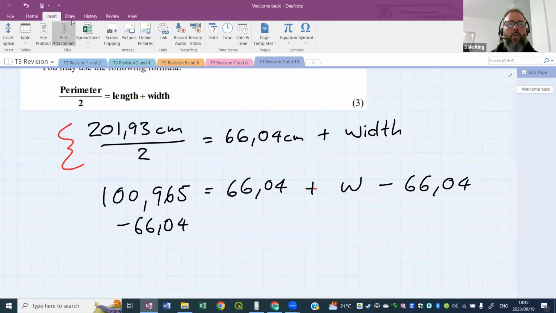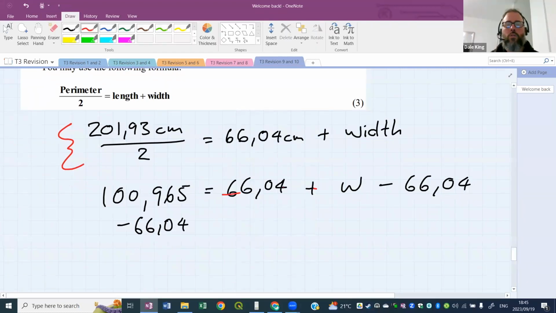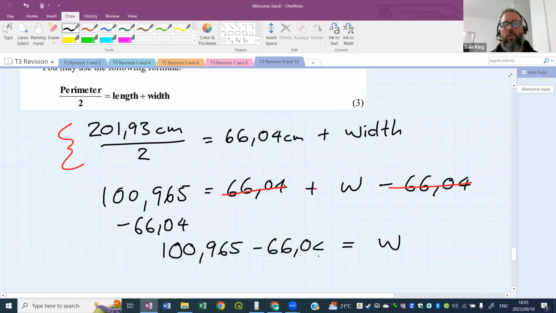Okay, now what happens now is these two will cancel each other out because 66.04 minus 66.04 is 0. That's what we want to do. So we're canceling it there on the right-hand side. And on the left, we have 100.965. I'll just write it out for you to see, minus 66.04. So the width is equal to all of that.